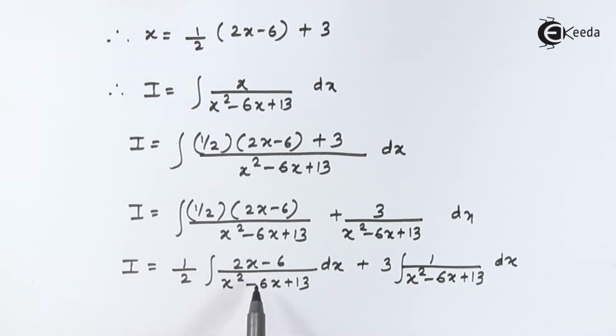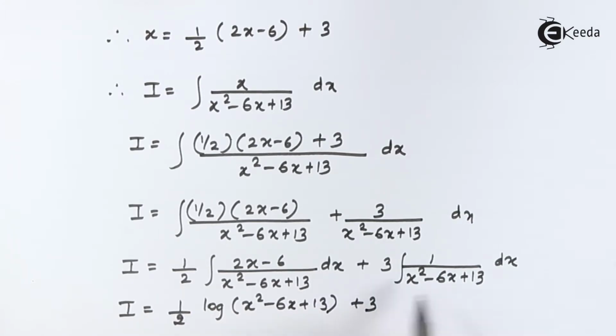The first part of integral is in the form of integral f dash x upon f of x as derivative of denominator is present in the numerator. This will give you 1 upon 2 log of denominator, that is x square minus 6x plus 13, plus 3. Let us consider this integral as I1 and take it as equation number 1. On further solving I1, we will substitute it again in equation number 1 to get to the final answer.